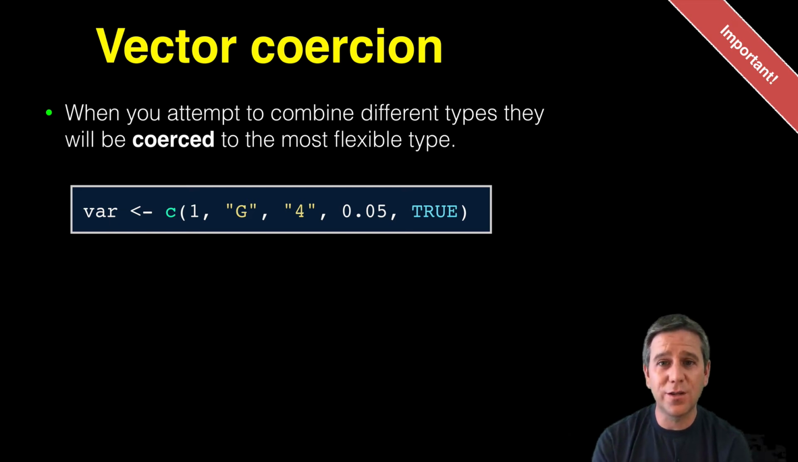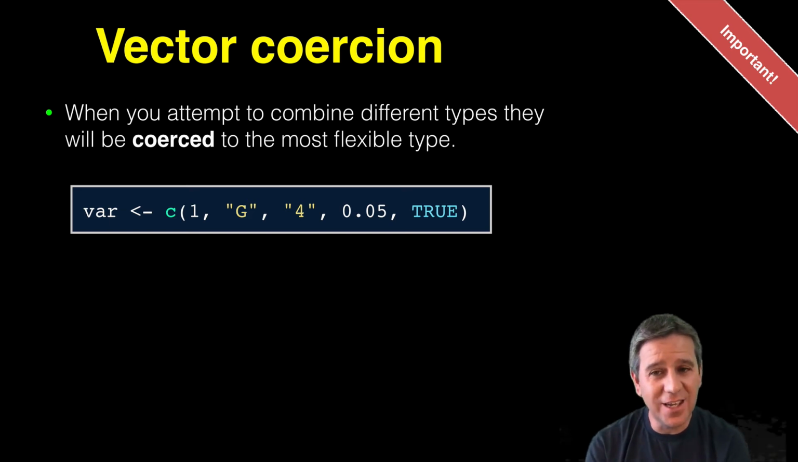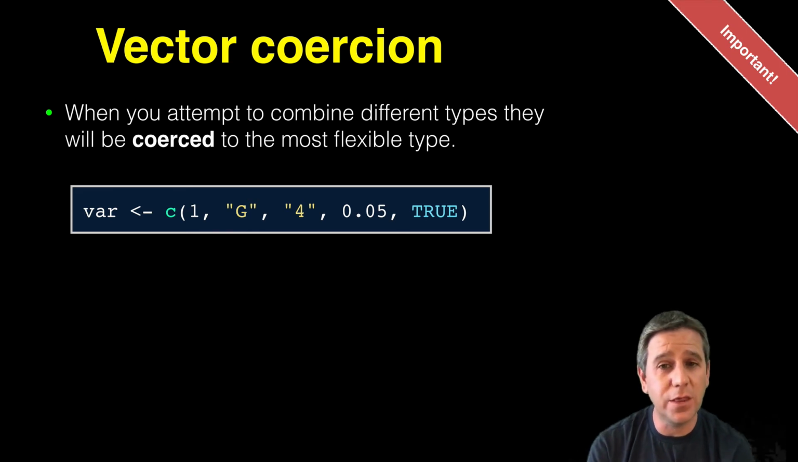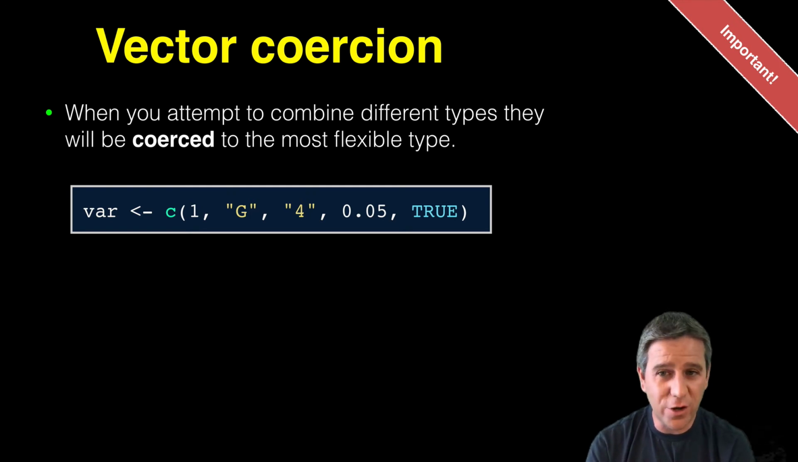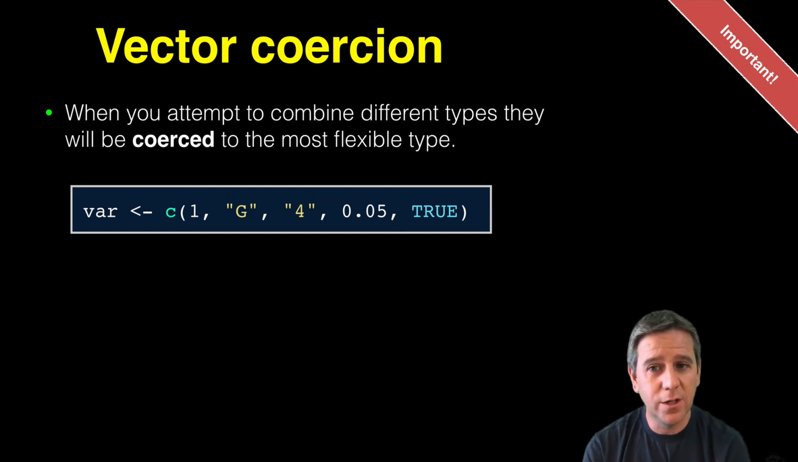And R will do this for you rather silently. It'll try and save you and convert them to the most flexible data type. But this might not be what you want. Most times that's going to convert them to character strings. Like in this case, I have a number 1, and then I have a character G, and then I have a 4 here, but I've got the quotes around it, so it's actually a character 4. Then I have a number 0.05, and then a logical, one of these true-false Boolean values.